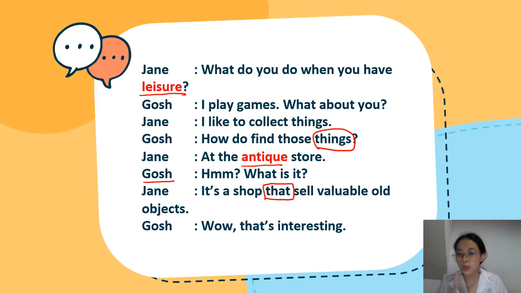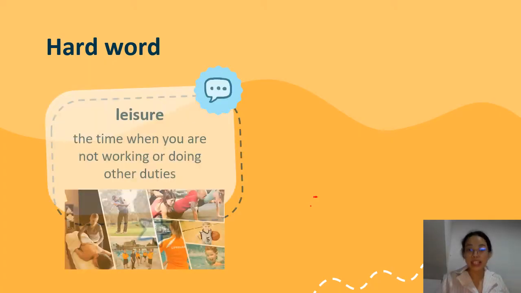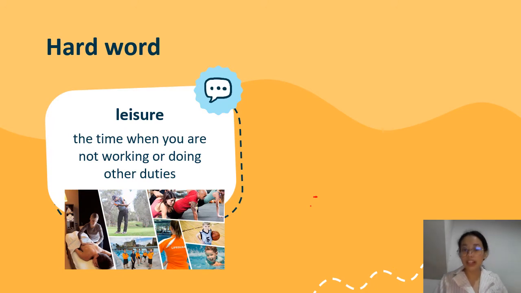When we see this word, it describes the definition or meaning. So let's read more. It's a shop that sells valuable old objects. Oh, so we know the meaning: an antique is a shop that sells valuable old objects. And he says, wow, that's interesting. So we know the word leisure means free time, the time you're not working or doing other duties.